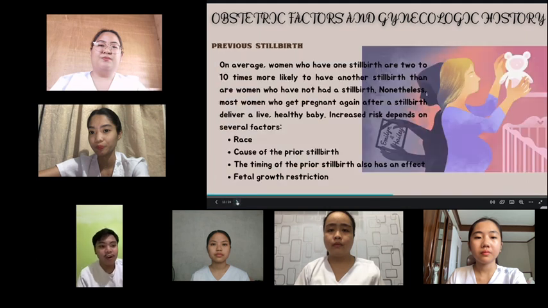Previous stillbirth. On average, women who have one stillbirth are 2 to 10 times more likely to have another stillbirth than are women who have not had a stillbirth. Nonetheless, most women who got pregnant after a stillbirth deliver a live and healthy baby.